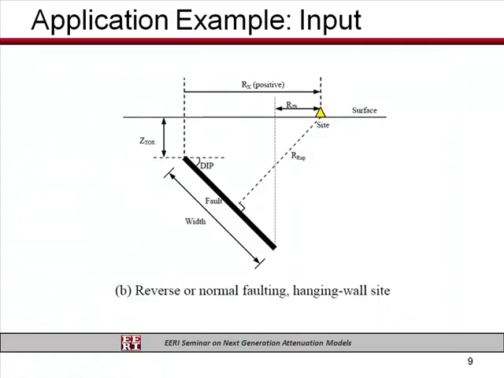These diagrams are from Bob Youngs. This is an example of a reverse fault with a site shown as the yellow triangle located on the hanging wall.